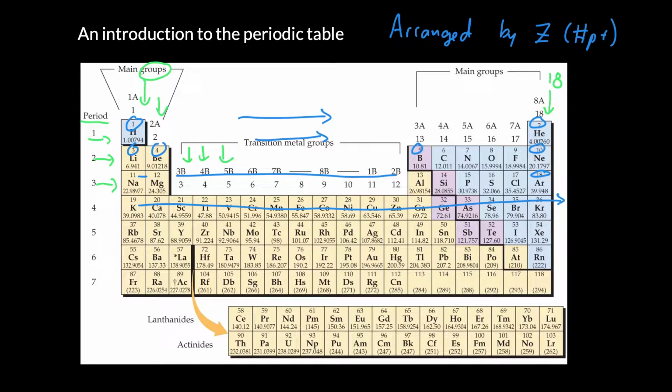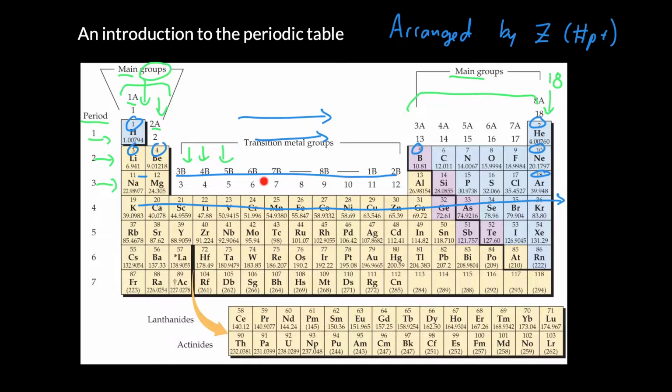But until recently, we used to actually refer to using A's and B's. And so we would say the left-hand 2 columns and the right-hand 6 columns were part of the main groups. And these were numbered 1A and 2A. Let me switch to a laser pointer. 3, 4, 5, 6, 7, and 8A. And these were the transition metals, and these were number 2.